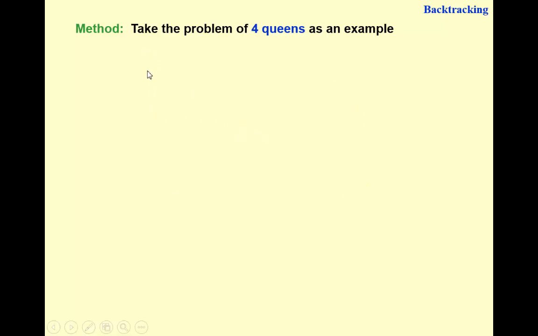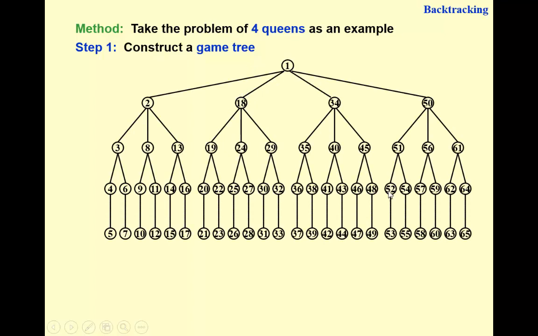Alright, so step 1, what we do is we must construct a game tree. So this is the game tree corresponding to the 4-queen problem. So we start from the root. The first thing to do is to find the place for the first queen, right? And therefore, on the first level, x1 has 4 options corresponding to the 4 branches. And the second level corresponds to the second queen. Once the first queen is placed, 1 column is occupied. And therefore, the second queen will only have 3 options, right?